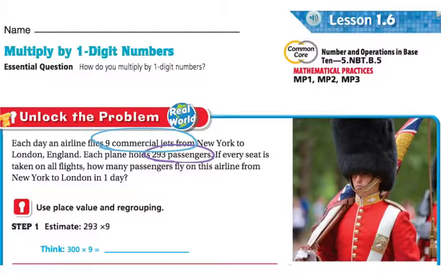particular problem. So we're going to estimate. 293 is very close to 300, so I'm going to do 300 times 9, and I know 3 times 9 is 27, so I know 300 times 9 is 2,700. The reason why we estimate first is because at the end we're going to check our final answer and compare it to our estimate and make sure that it's close to know that our answer is reasonable.